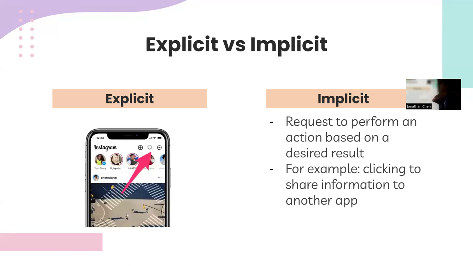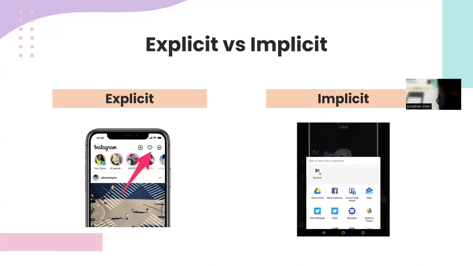So for an explicit intent, when you click the heart button there, it's going to give you, well, that seems like an outdated version of Instagram, but when you click that, a new screen is going to pop up. That's an explicit intent that you're using to navigate from the home screen to a different screen there.